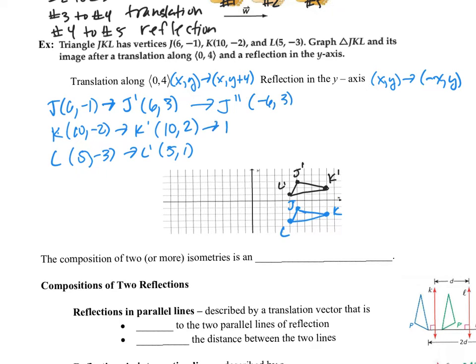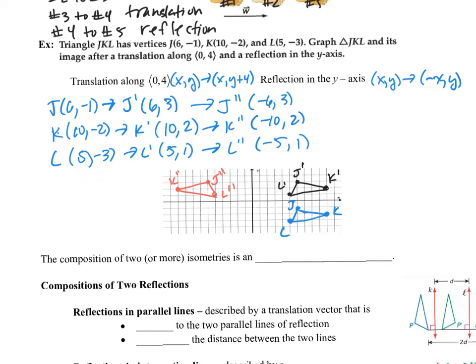Okay, and then K double prime would have coordinates -10, 2. And then L double prime would have coordinates -5, 1. So let's go ahead and graph those points. So -6, 3. There's J double prime, and then K double prime is at -10, 2. So there's K double prime, and then L double prime is at -5, 1. There's L double prime.